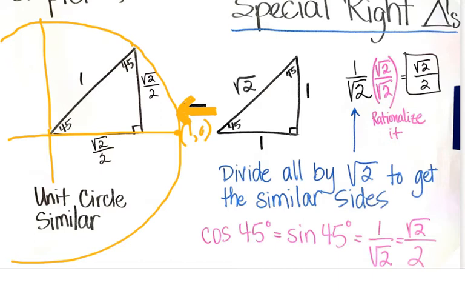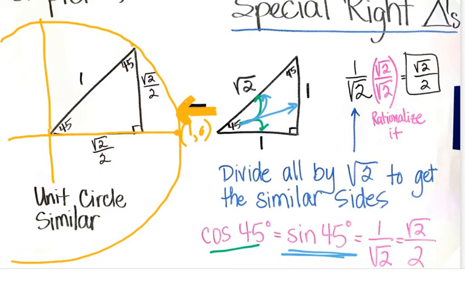This tells me that in this triangle, cosine of 45, remember cosine is adjacent over hypotenuse. Cosine of 45 is adjacent over hypotenuse. And also sine of 45 is opposite over hypotenuse. So they're both going to be 1 over root 2. Remember, we need to rationalize it. And so we get that that length is root 2 over 2.